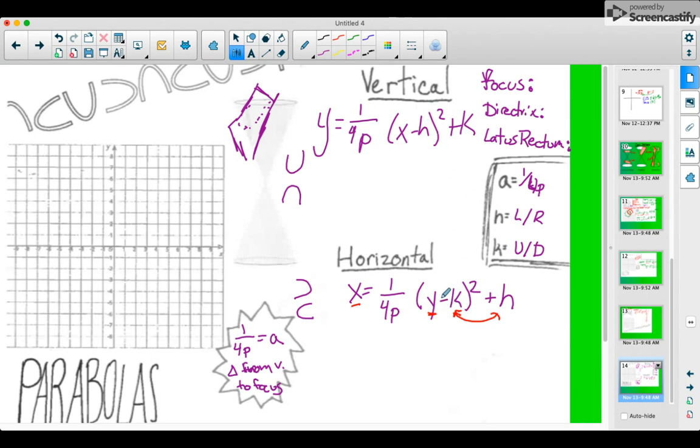Otherwise, everything behaves the same way. H and k still tell you the vertex. They just show up a little differently in the equation. 1/4p still tells you vertical stretch or shrink. The only difference is whether the parabola is sitting up and down or side to side.